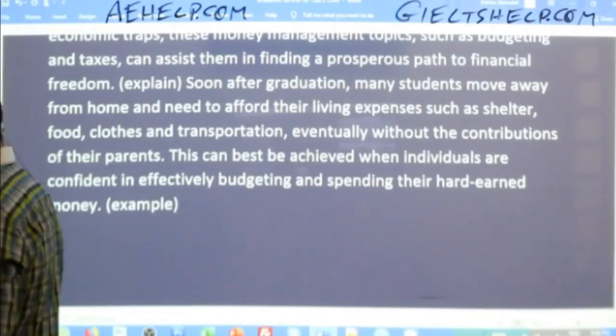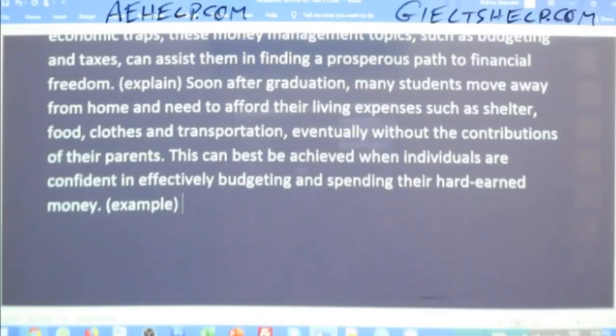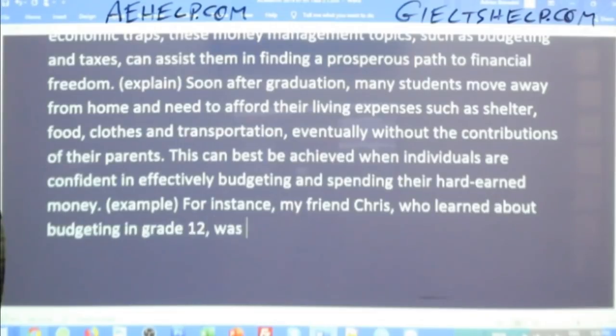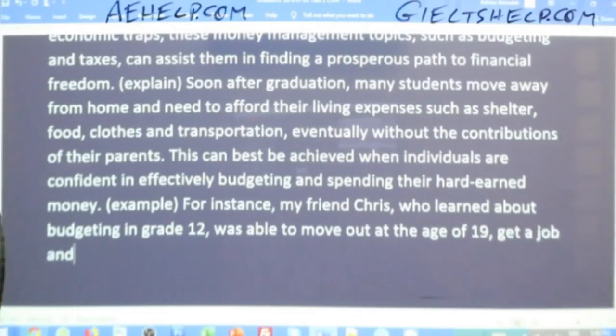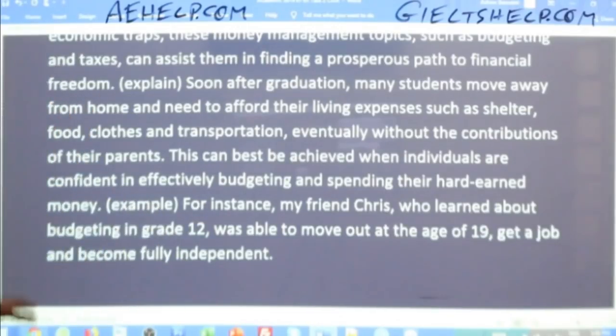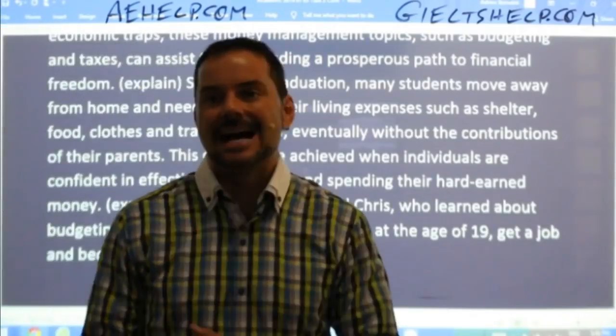So my example here is, for instance, my friend Chris, who learned about budgeting in grade 12, was able to move out at the age of 19, get a job, and become fully independent. Okay, so that is my example from my experiences, which the question is asking me for. All right.